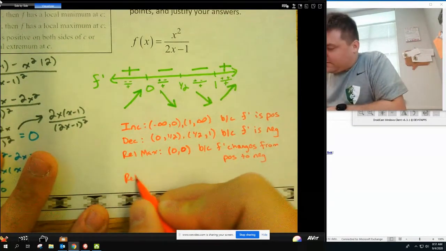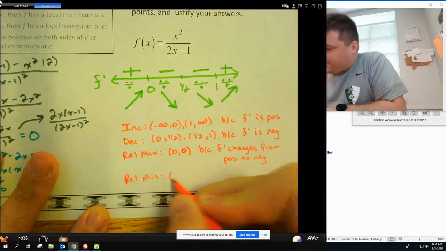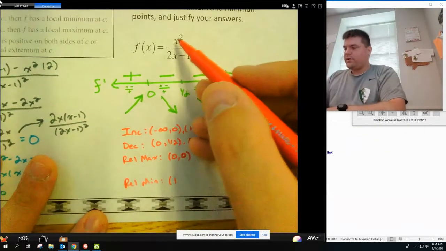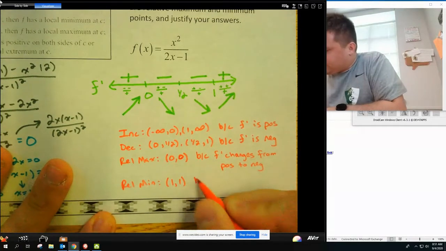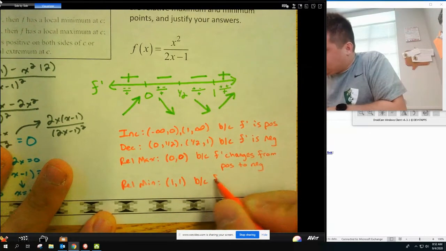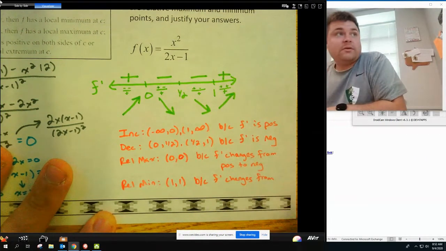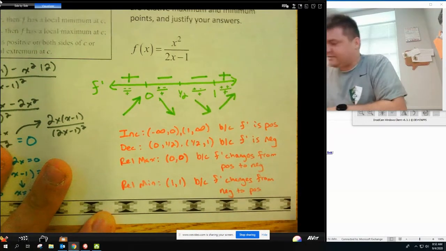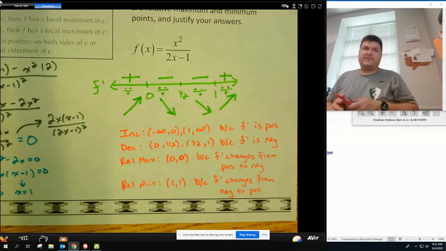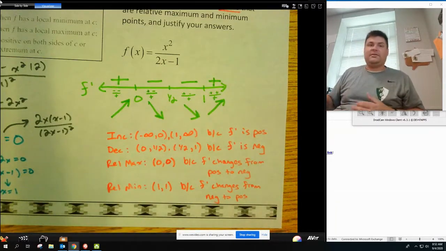And then my relative min, I might need to cheat on this one to see what this number is going to be. Plug in a 1. So you get 1 over, is it 1 over 1? It is. (1, 1). And that's because f prime changes from negative to positive. And that's how you use the first derivative test to figure out what is going on with this function right here in terms of increasing, decreasing, relative max, relative min.